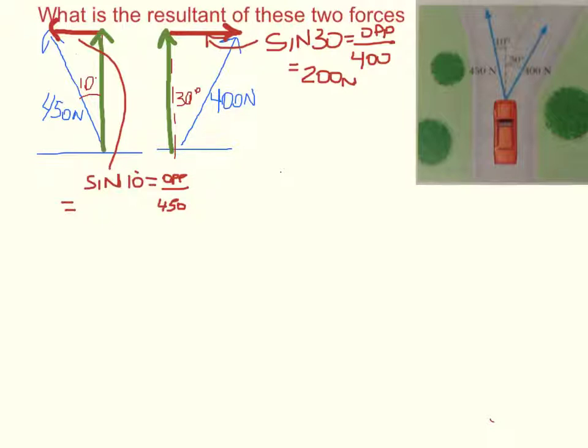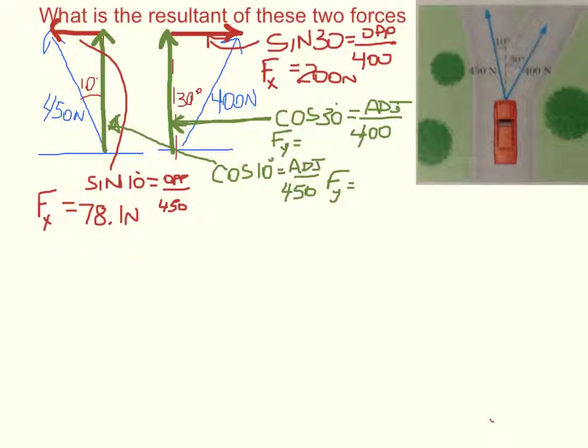And call that Fx for that one. And for the one here on the left, opposite side, I'm solving for that. Sine 10 equals opposite over 450. Solving for opposite, I multiply both sides by 450. I get Fx is equal to 78.1 for that one.